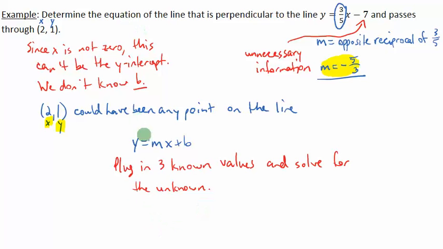So I'm going to plug in 1 for y. I'll plug in -5/3 for m. That's multiplied by x, which I'm going to plug in 2, plus b. And now I need to solve this equation for b.